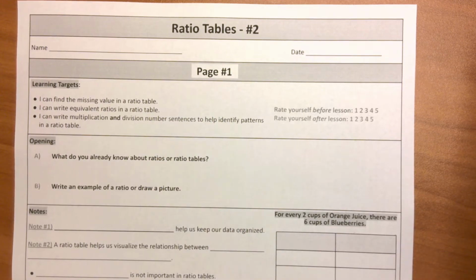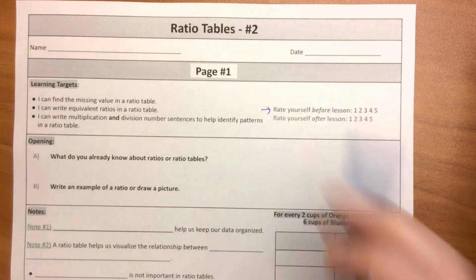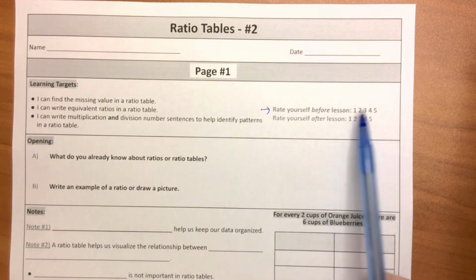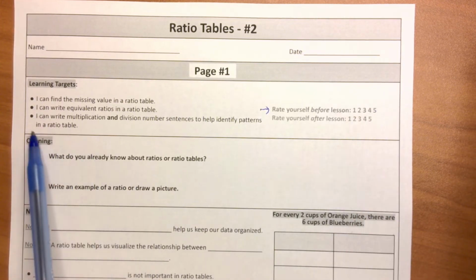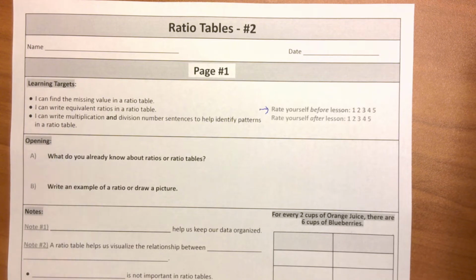Go ahead and rate yourself before the lesson, 1 being the lowest, 5 being the highest. How do you feel about these learning targets before we start? How confident?